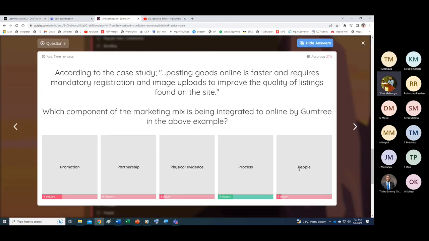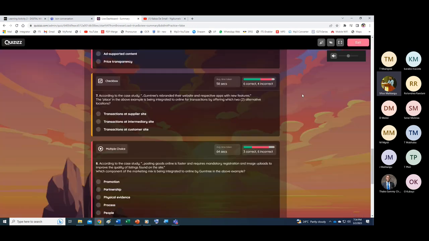Question 8 and 9. Question 8 was asking us, according to a case study, posting goods online is faster and it requires mandatory registration and image uploads to improve the quality of listings found on the site. Which component of the marketing mix is being integrated online by Gumtree? So this is the process part, a process for sellers, meaning that one of the steps, say step one, create an account. Step number two, post image, which is a must in this case. For some reason we've got people who chose promotion, but promotion is about Gumtree advertising itself, so it can't be.